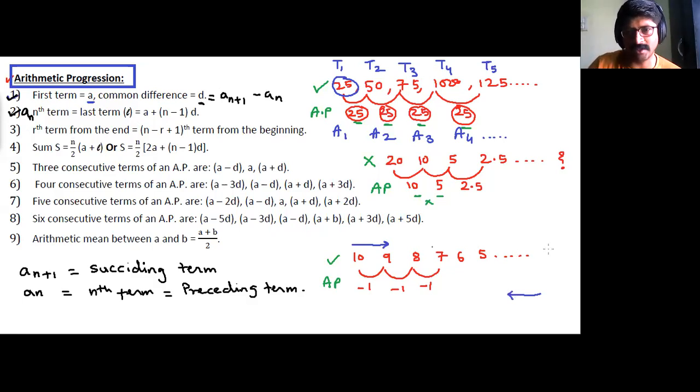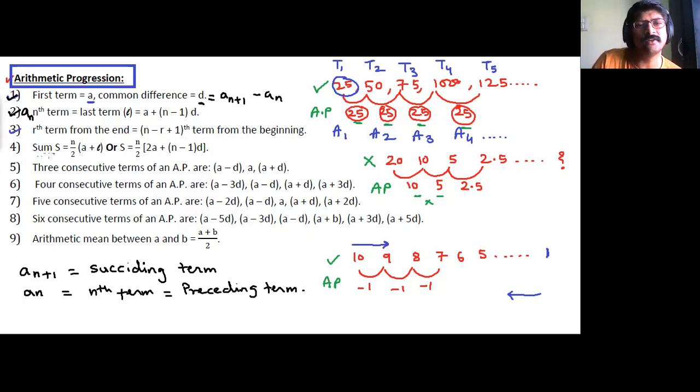Suppose the series, or the progression, has ended over here at 1. Now from the last, suppose we want to calculate the 7th term. So we will use this formula: n minus r plus 1 term from the beginning. Yeah, guys, this is very basic. Listen up. When I give the example, you'll understand very quickly.